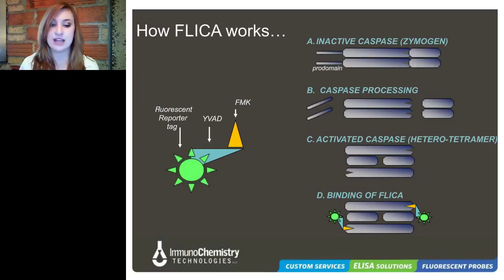Now, unbound Flicka reagent is washed away in the protocol, and the remaining fluorescent signal is a direct measure of the caspase activity present at the time of Flicka addition. You can choose to visualize your cells with a fluorescence microscope, or you can quantify the fluorescence intensity using a fluorescence plate reader or flow cytometer. Green fluorescent FAM Flicka probes excite at 488 and emit at 530. The red fluorescent SR Flicka probes excite at 565 and emit at 595. And finally, the far red fluorescent Flicka 660 probes excite at 660 and emit at 690.